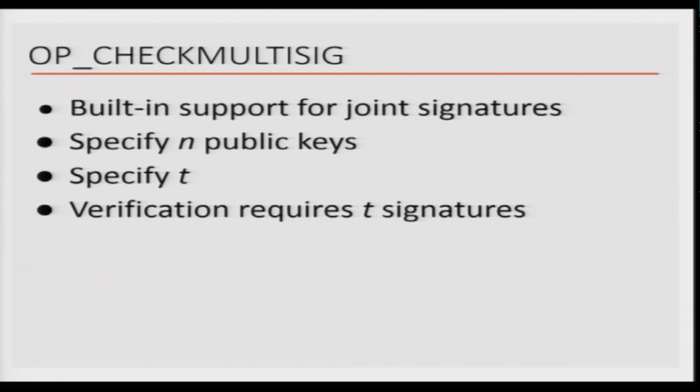Multisig is an important opcode. What it does is that it specifies n public keys and a number t, and if you want to verify joint signatures, you require that t of them should verify. Not all n necessarily have to be signing, but at least t of them should verify. Now, if you specify t as n, then you would require all the n entities to sign the transaction for the transaction to be valid.